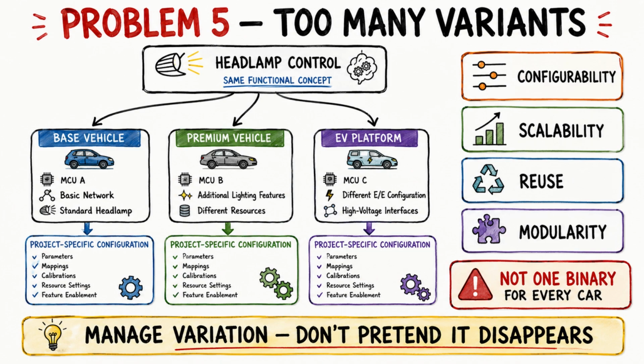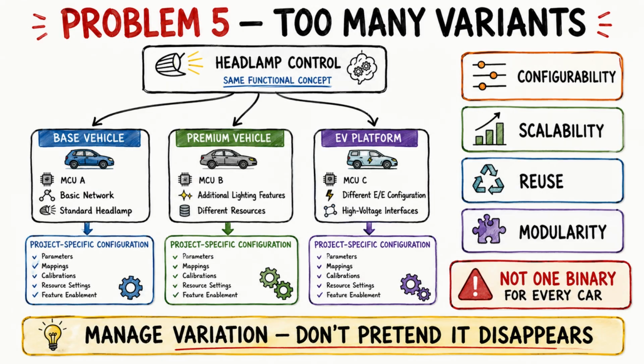Without a configurable architecture, every variation can become another special software design. AUTOSAR specifically emphasizes configurability and scalability. The infrastructure for ECU A can therefore be configured differently from ECU B, while still following the same architectural concepts.